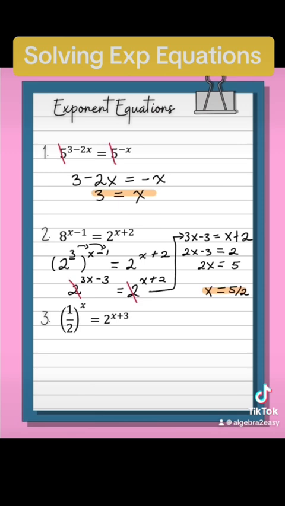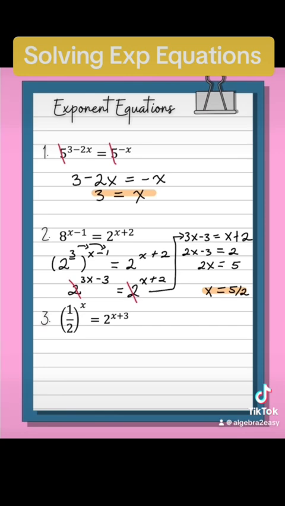All right, let's take a look at number 3. Very similar to numbers 1 and 2. Actually, more similar to problem 2. We need to make the base values the same. And they almost are. You have a 2 and a 1/2. If I could somehow rewrite that 1/2 so the 2 was on top, then I could cancel the bases.